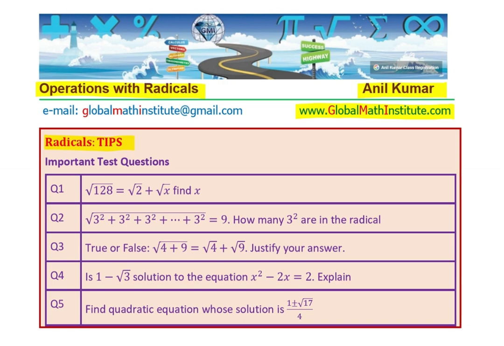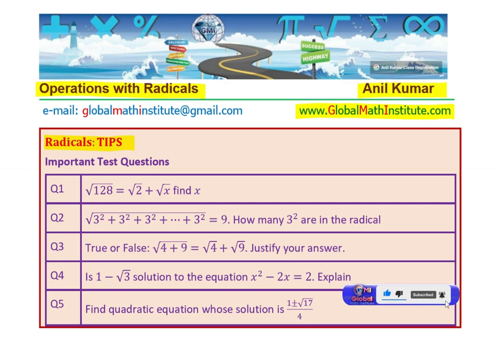Question number 1. Square root 128 is equal to square root 2 plus square root x. Find the value of x. Question 2. Square root of 3 square plus 3 square plus 3 square and so on is equal to 9. How many 3 squares are in the radical?